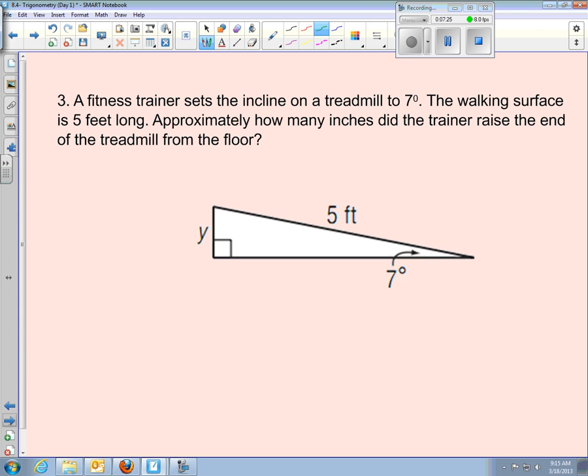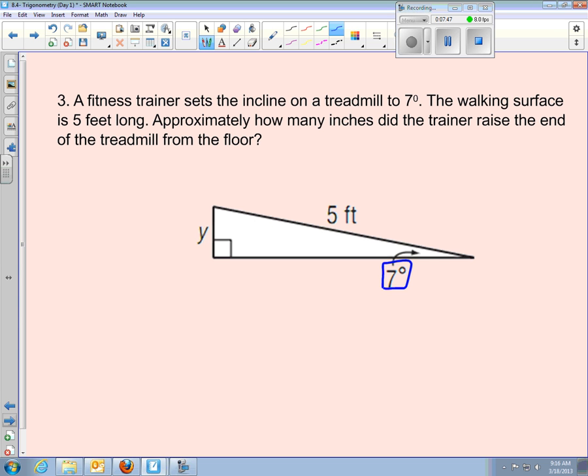All right, so let's put this into a real world problem. A fitness trainer sets the incline on a treadmill to 7 degrees. So that means that from the ground to the treadmill, it's going to have this 7 degrees right here. The walking surface is 5 feet long. Approximately how many inches did the trainer raise the end of the treadmill from the floor?